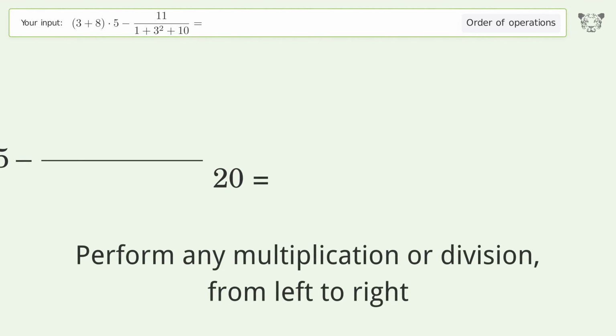Perform any multiplication or division, from left to right. 11 times 5 equals 55. 11 over 20 equals 0.55.